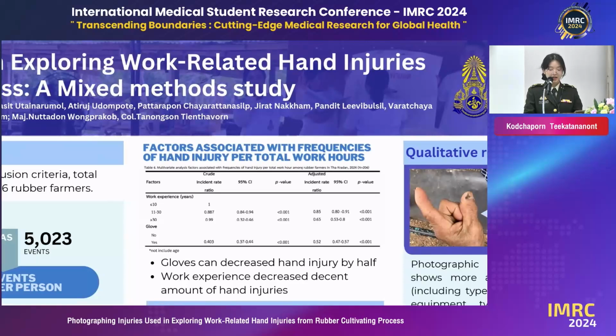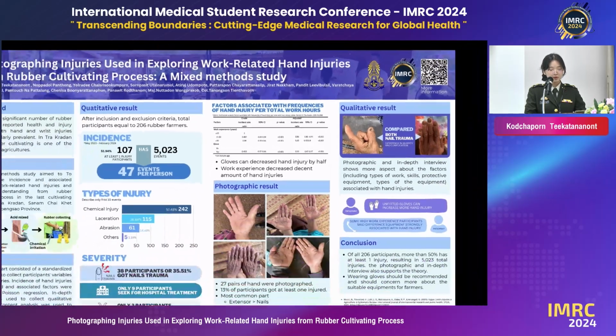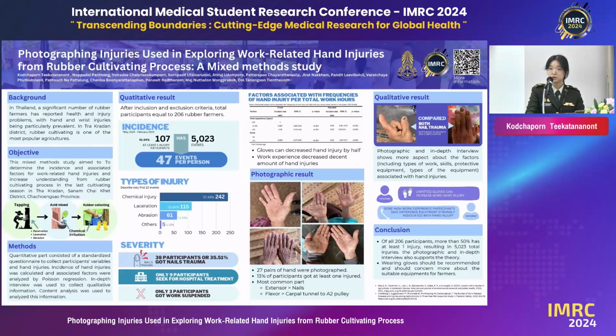For the factors associated with the frequency of hand injury per total work hours, we focus on two important protective factors. After looking at the adjusted incidence rate ratio, as you can see, both factors can significantly decrease the amount of hand injury. For our photographic results, these are some examples of the photographs that we took. We took approximately 27 pairs of hands, or around 13% of participants with at least one injury.